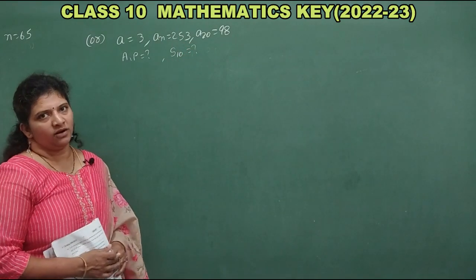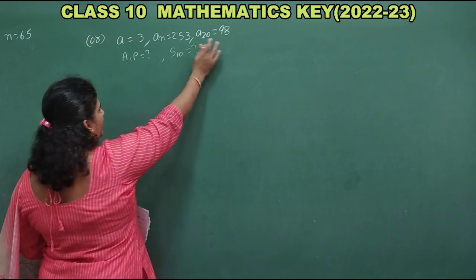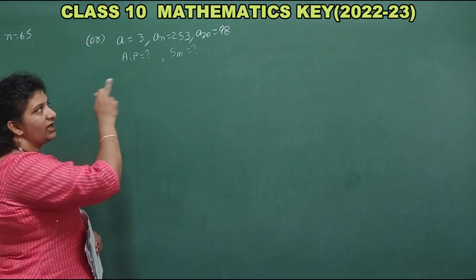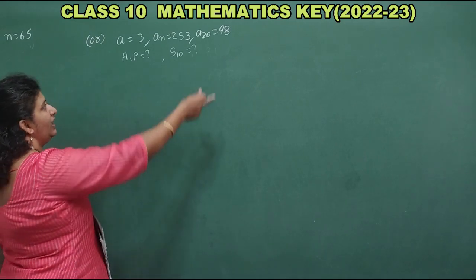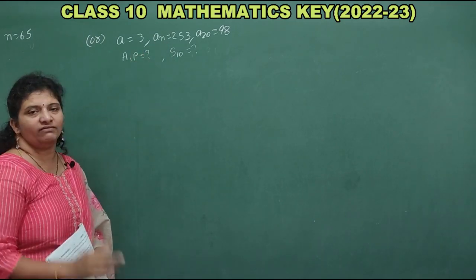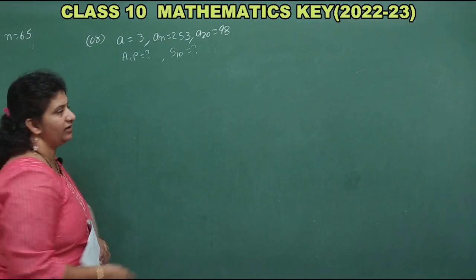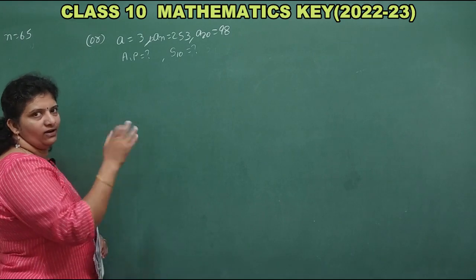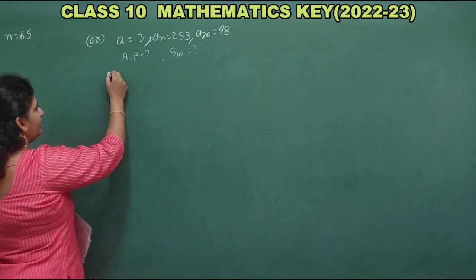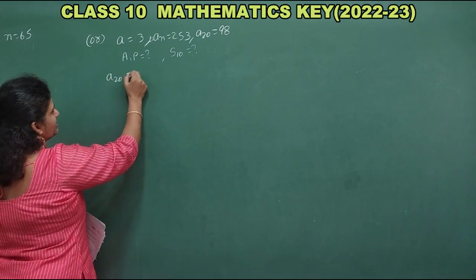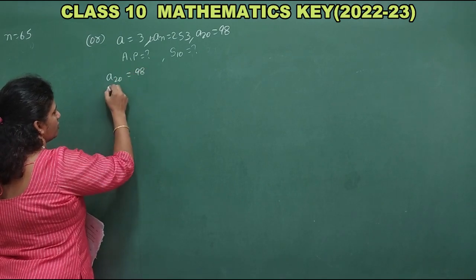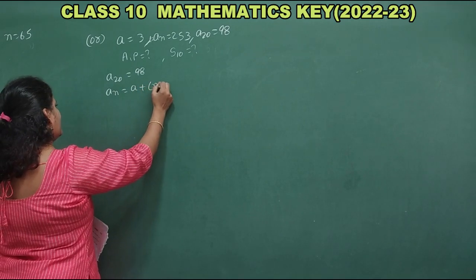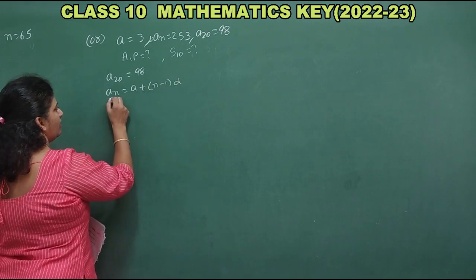How can we do this problem? First, let me take A20. In that I will substitute the N value and A value, and I will get D. After getting D, I just move on to AN, and I will find which term is the last term. Also you can write L for the last term. So let's start. Given A20 is equal to 98. So what is the AN formula? AN is equal to A plus N minus 1 into D.